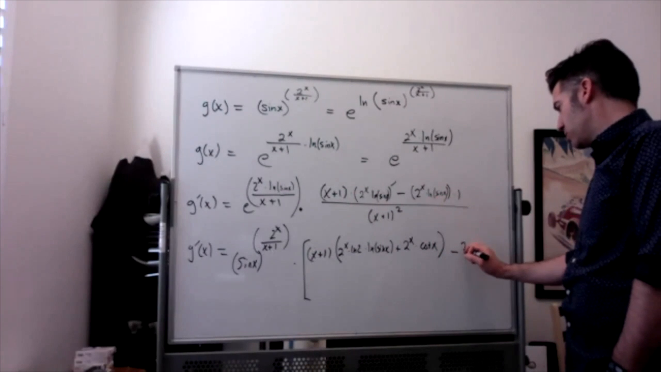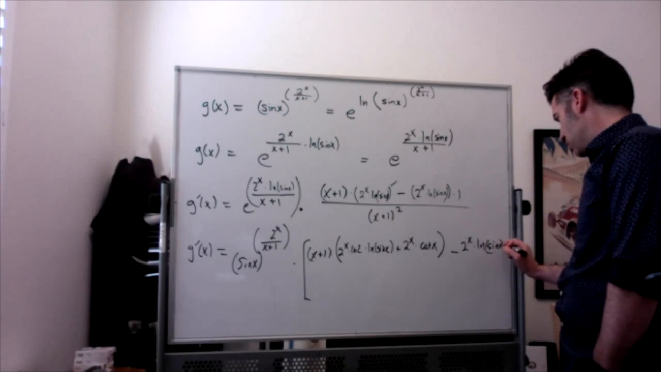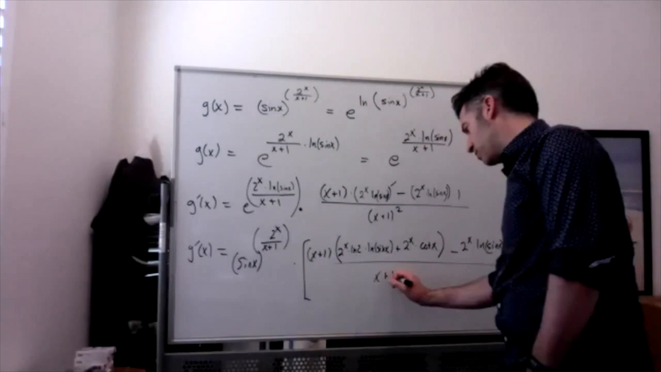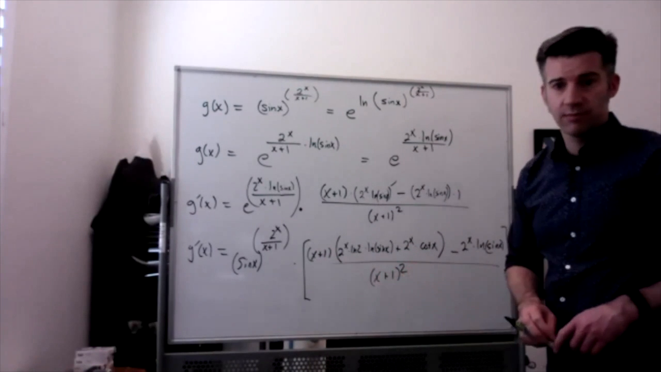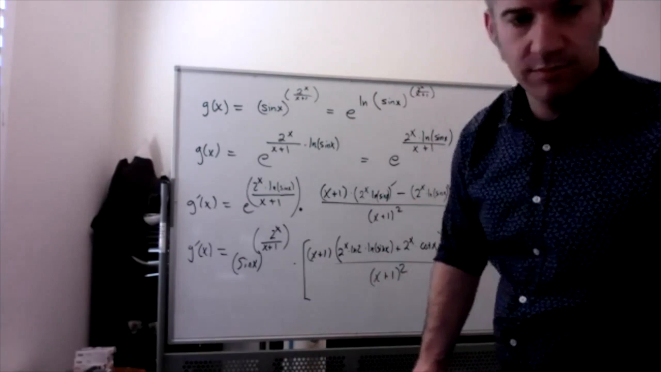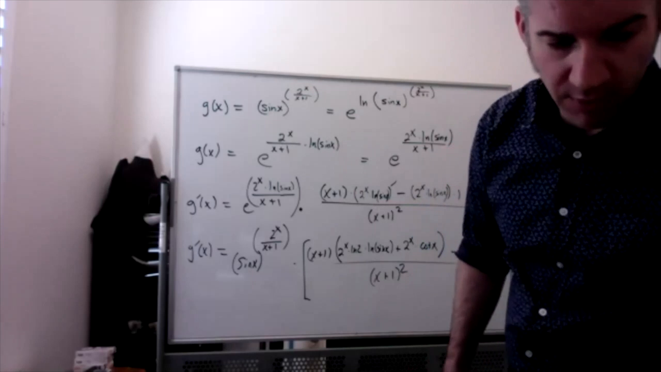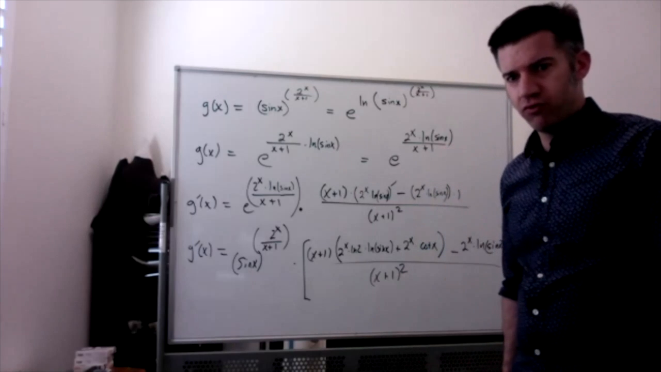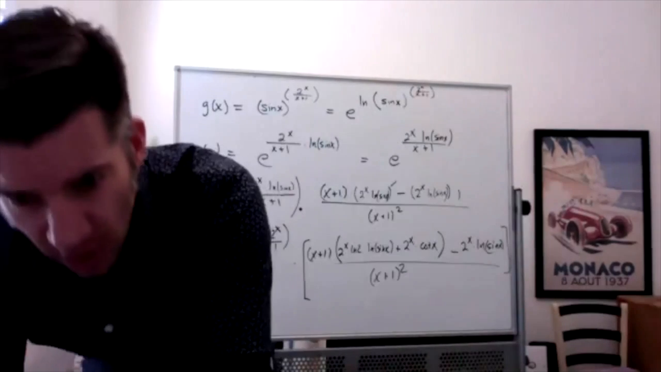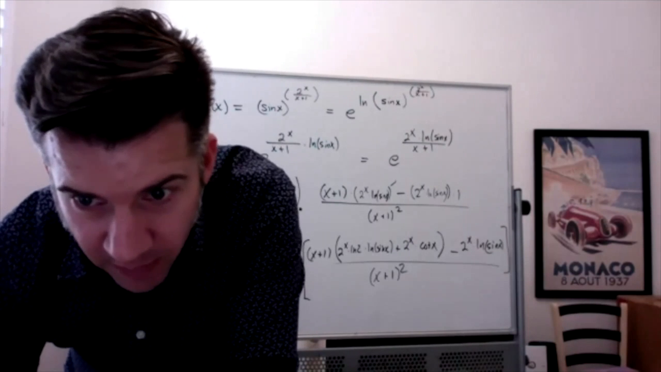Minus this, which is 2 to the x times natural log of sine of x. Whew, that was gross. Over x plus 1 squared. That seems pretty extreme. Extreme. Oh, okay. So 10, 15, 14. I feel like we've done this one to death.